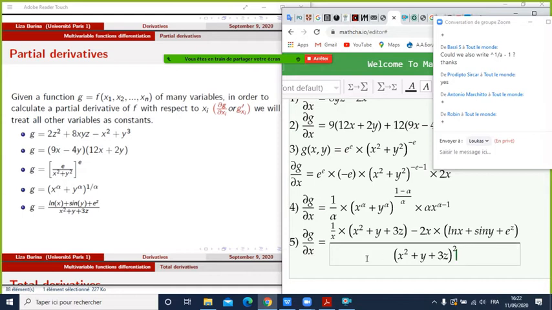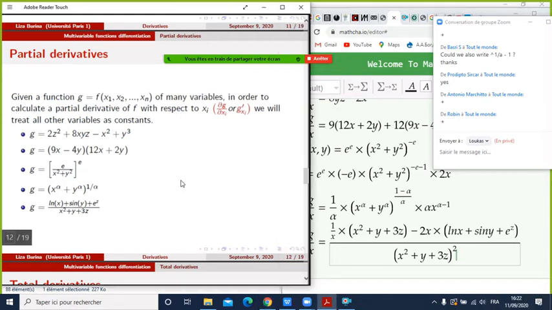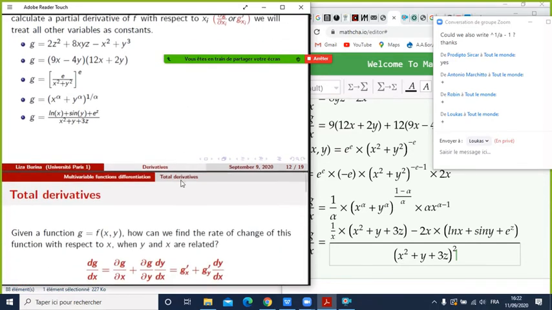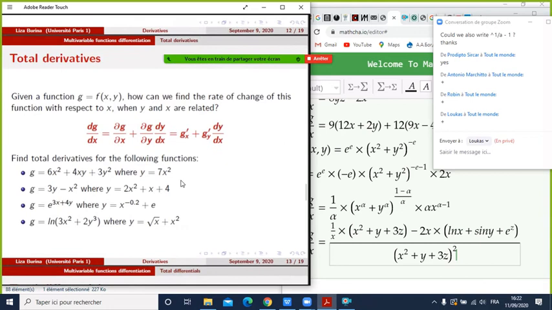Perfect. So that was a little exercise for partial derivatives. You see now you're getting more and more used to treating other things as constants. That's great. Total derivatives. Okay, so what is that?